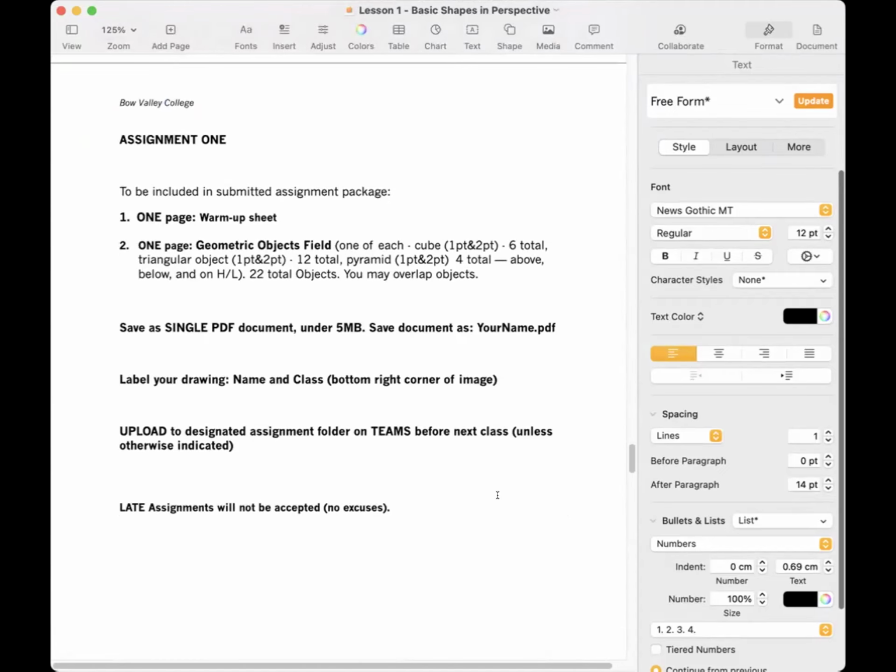Written version of your assignment. What is a warm-up sheet? Don't worry about it right now, right? I'm going to tell you. There are not 22 objects in total. There are 21 objects in total. I will be updating the handout accordingly in short order.